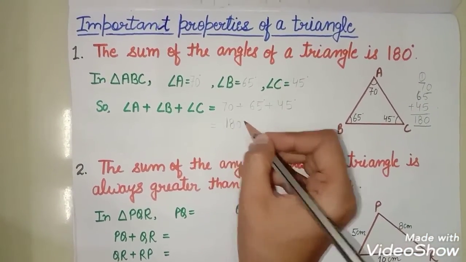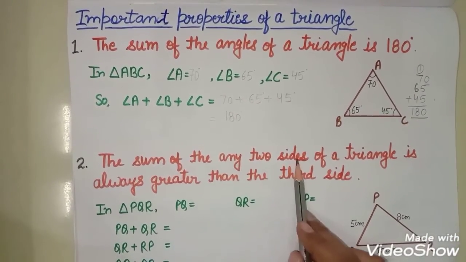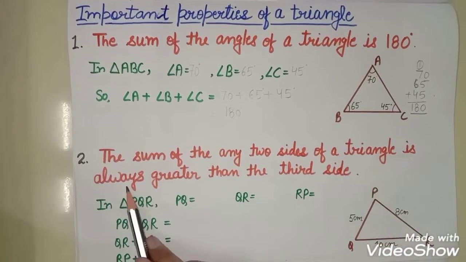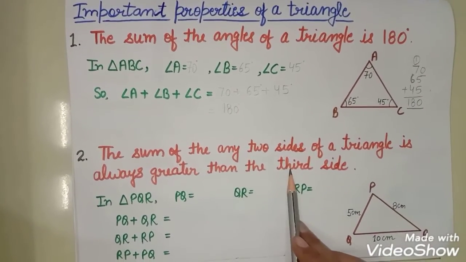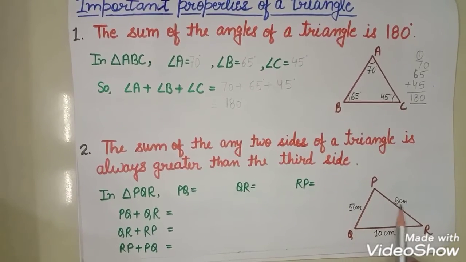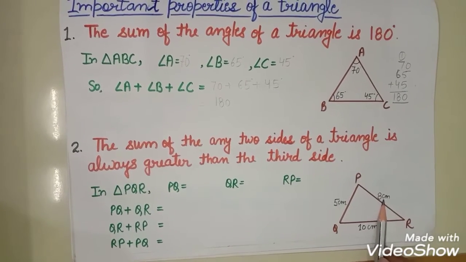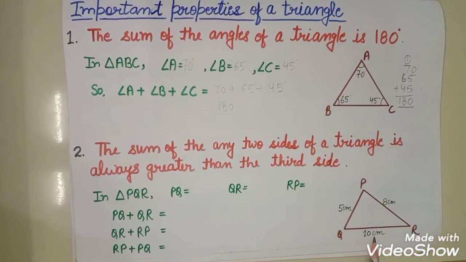Okay. Now the second one is the sum of any two sides of a triangle is always greater than the third side. Means किसी भी triangle में अगर हम कोई दो sides को plus करते हैं तो जो उनका sum आता है, that is always greater than the third side.